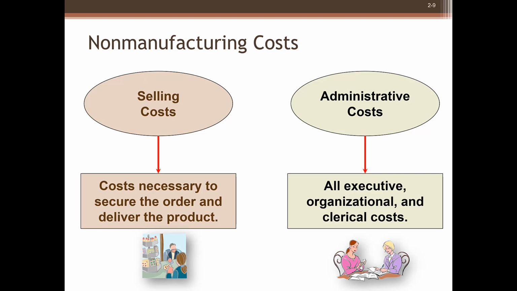Administrative costs include all executive, organizational, and clerical costs. Examples include executive compensation, general accounting, public relations, and similar costs involved in the overall general administration of the organization as a whole.